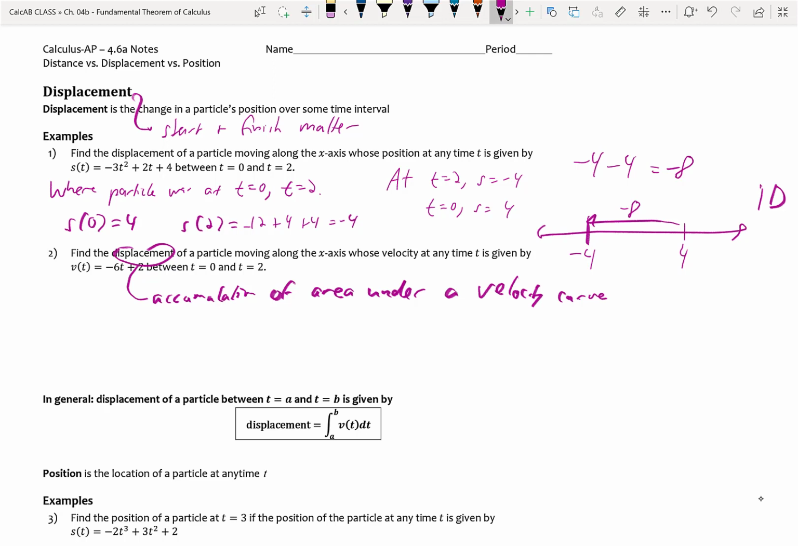So if it's an accumulation of area under a velocity curve, that's an integral of velocity, negative 6t plus 2 dt, evaluated from 0 to 2. And that does give me negative 3t squared plus 2t, evaluated from 0 to 2. And that also, you're going to find, gives me negative 4.